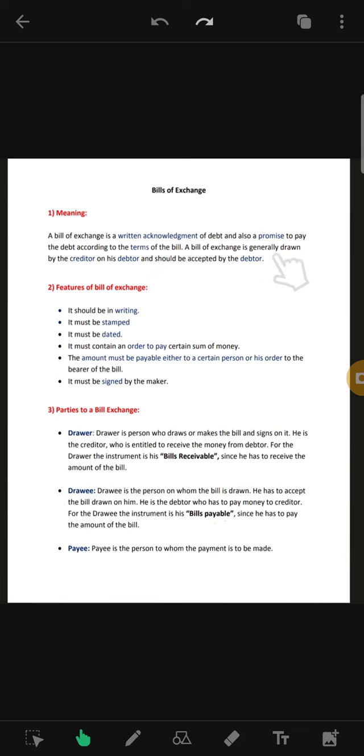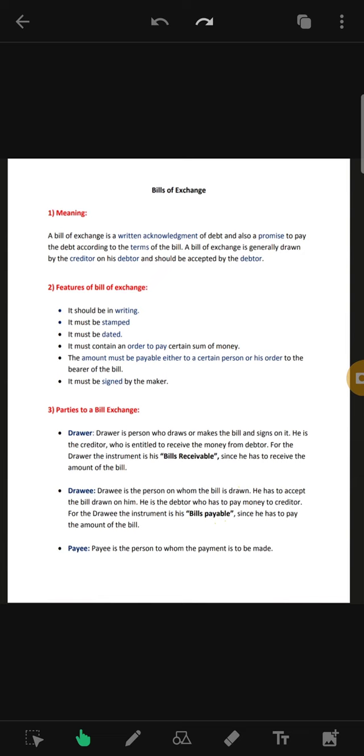A bill of exchange is generally drawn by the creditor, that is the seller, who supplies the goods to the debtor, and it must be accepted by the debtor. So basically it is a short term contract whereby the debtor is making a promise to the creditor that he will make the payment of the goods purchased after expiry of a certain period.